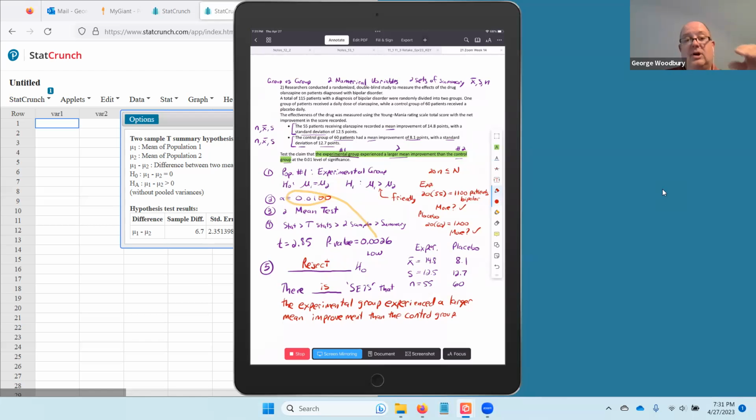It's observable. And so the low p-value led to a strong decision, reject H0. That led to the strong conclusion. There is enough evidence to prove this. We're stating that we feel the experimental group had a larger mean improvement, meaning that this medication was effective.